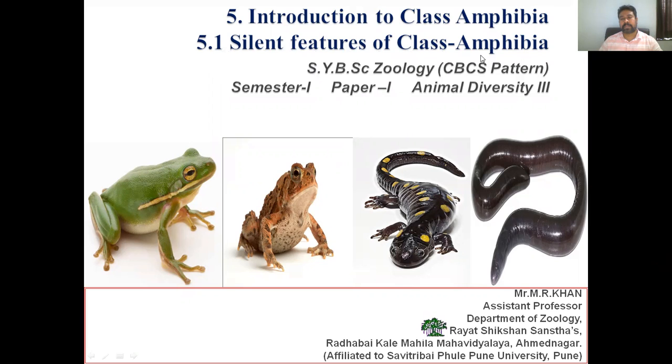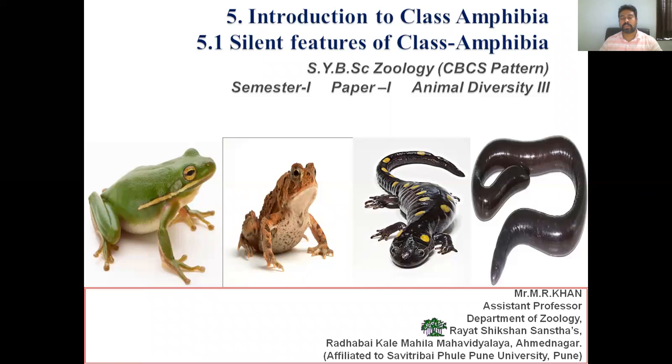As we know, the phylum Chordata has five classes. The first class is Pisces, which includes all the fishes, and they are aquatic. Class Amphibia includes frog, toad, salamander, caecilians. Class Reptilia includes crocodile, lizards, snakes, turtle, tortoise. Class Aves includes all the birds, and class Mammalia.